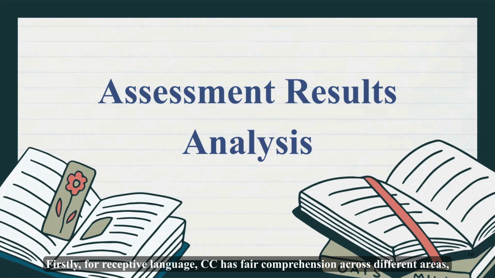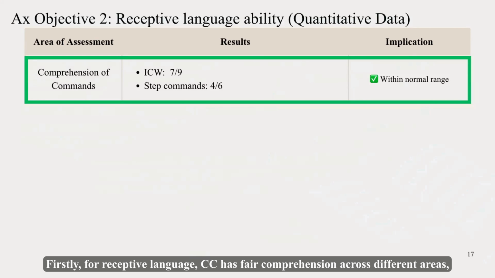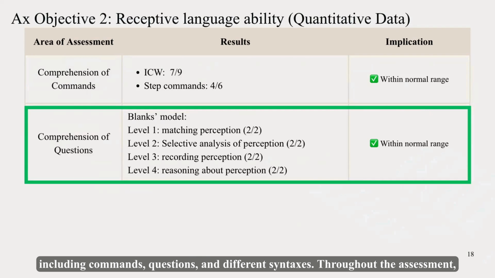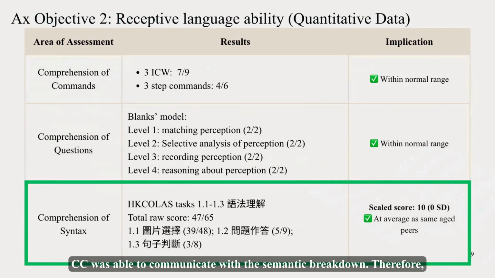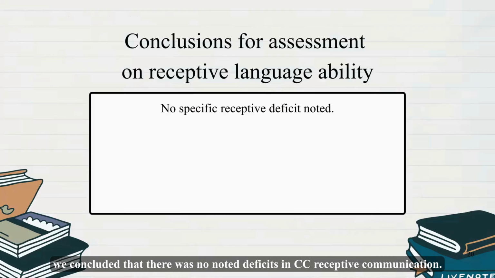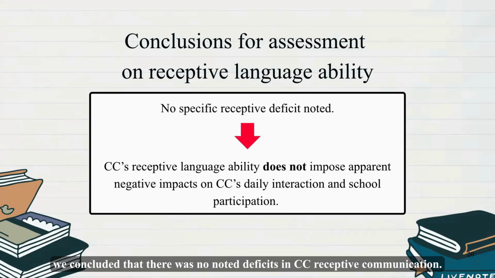So let's analyze the results. Firstly, for receptive language, Cici has fair comprehension across different areas, including commands, questions, and different syntaxes. Throughout the assessment, Cici was able to communicate without semantic breakdown. Therefore, we concluded that there were no noted deficits in Cici's receptive communication.